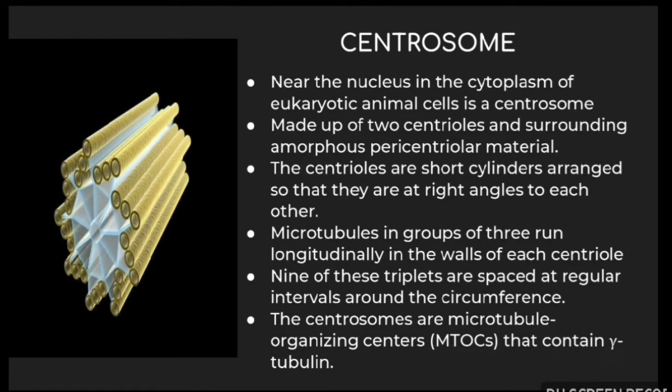So you can see there are 9 triplets of the centrioles present around the circumference of the circle. The centrosomes are microtubule organizing centers that contain gamma tubulin protein.